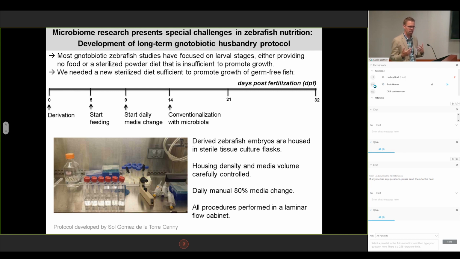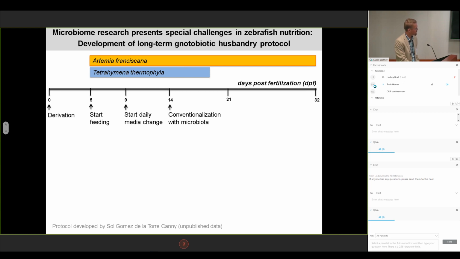All the water exchange is done manually because it has to be done in a sterile environment within these tissue culture flasks. And we're very careful to monitor density and media following. The diets that we use for this are both live sterile diets. So we've tried some autoclaved and irradiated chows from different providers. Those really didn't seem to work for us.